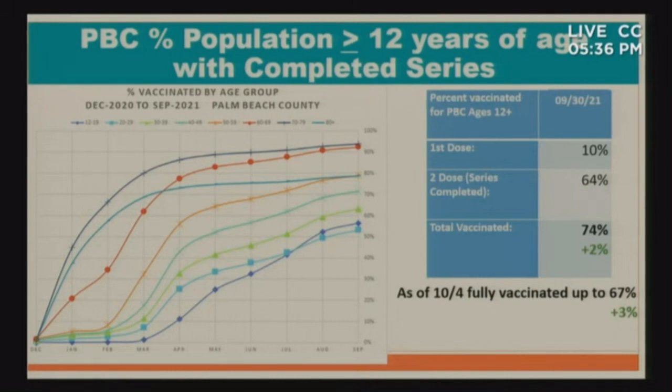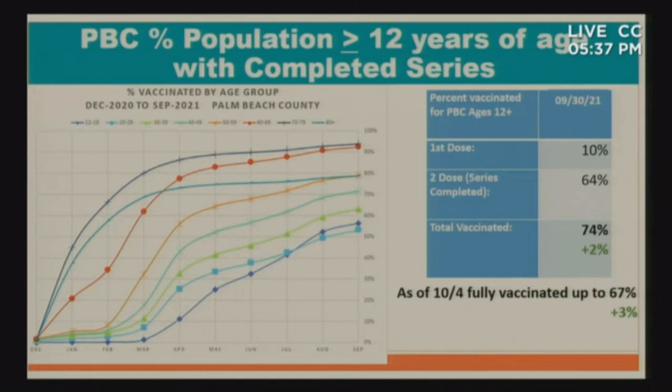Now, you can see that this number is hyperinflated because you have the top lines, which are your 60 to 69 in red, and the dark blue, the 70 to 79, those folks are above 90%. So when you take the average of these numbers, it makes it higher because we also have the younger age groups down to 50%. So the two blue lines on the bottom, the light blue is the 20 to 29, and the dark blue line on the bottom is the 12 to 19-year-olds.